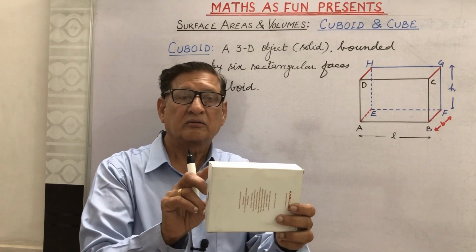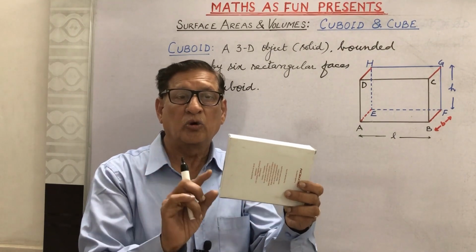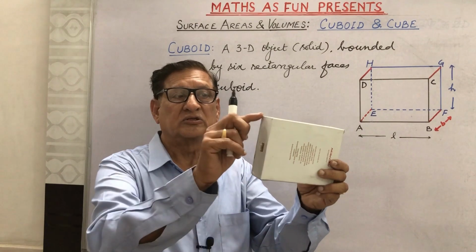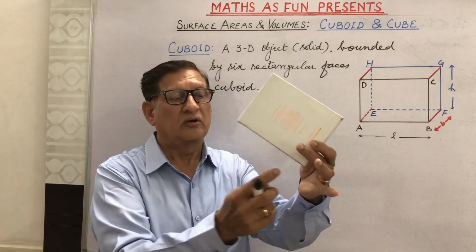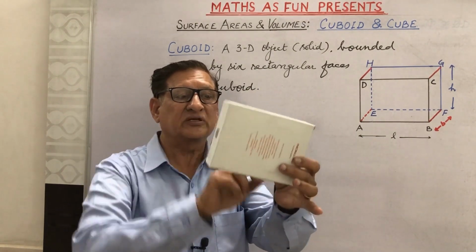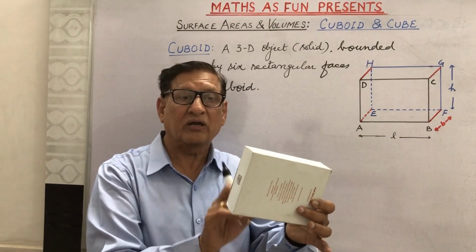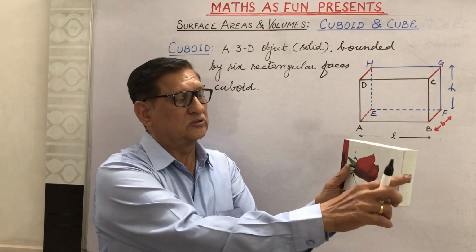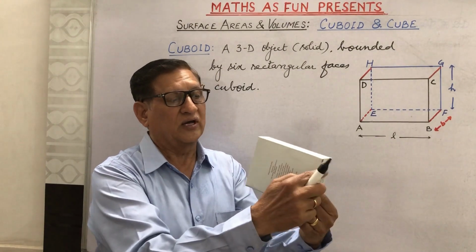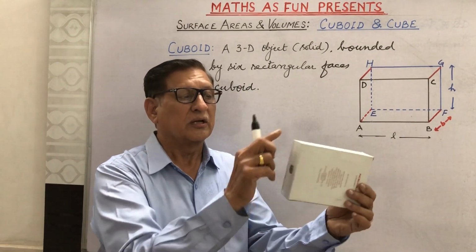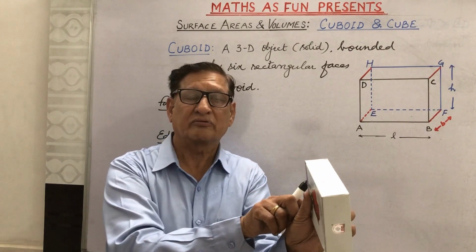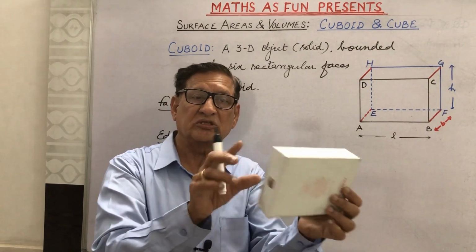There are 8 corners. 1, 2, 3, 4, 5, 6, 7 and 8. These are the vertices or corners. And we have 12 edges. 1, 2, 3, 4, 5, 6, 7, 8, 9, 10, 11 and 12. So this is a cuboid.